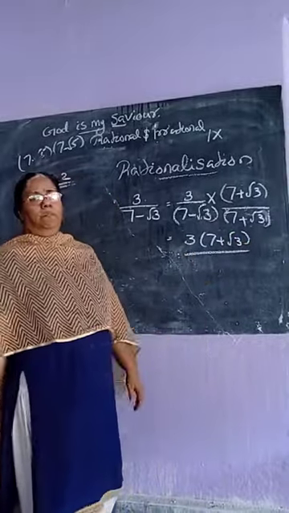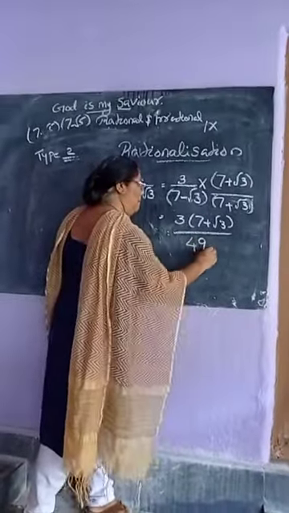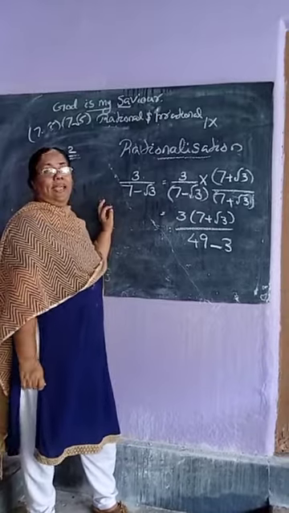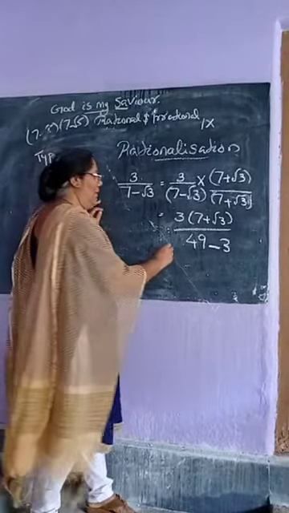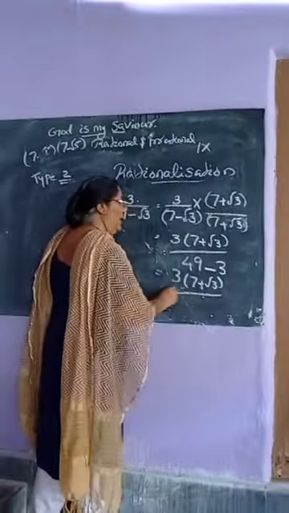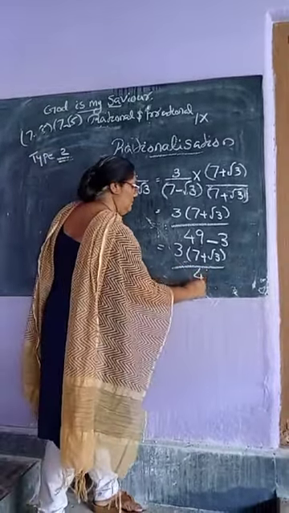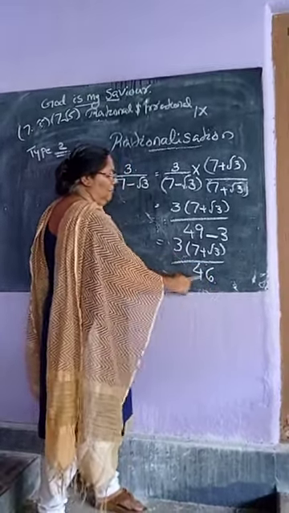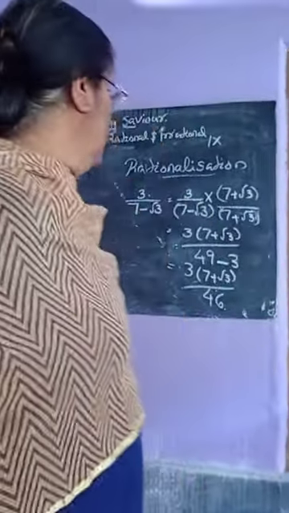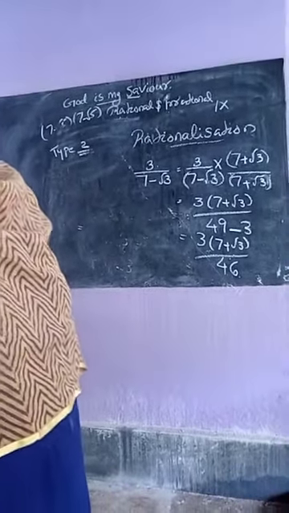Then 3 into that number we can write 3 into 7 plus root 3 by. 7 7s are 49 minus root 3 into root 3, 3. A square minus b square. Okay, that is 3 into 7 plus root 3 by 49 minus 3. What is 49 minus 3? 46. We cannot cancel here 3 and 46. Therefore, keep the answer in that form itself: 3 into 7 plus root 3 by 46.